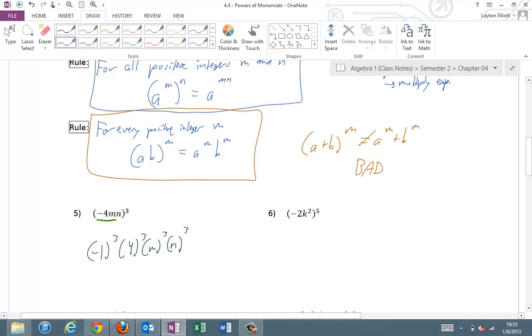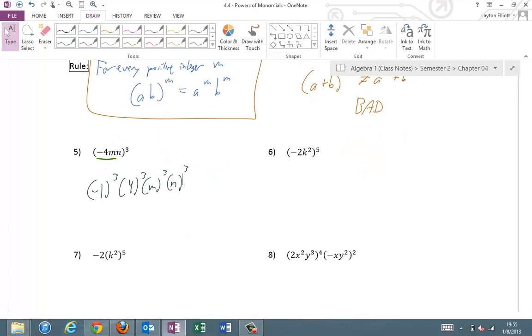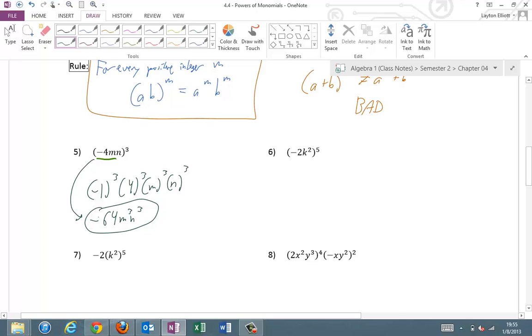It is insanely ridiculous to write it out like that, but because these are notes and I can get away with it, I'm going to do it. Negative 1 to the third power is negative 1. 4 to the third power is 4 times 4 times 4. You're going to get in the practice of that. That is 64. M to the third, n to the third. You should be able to go directly from here to here and get this as your final simplified answer.